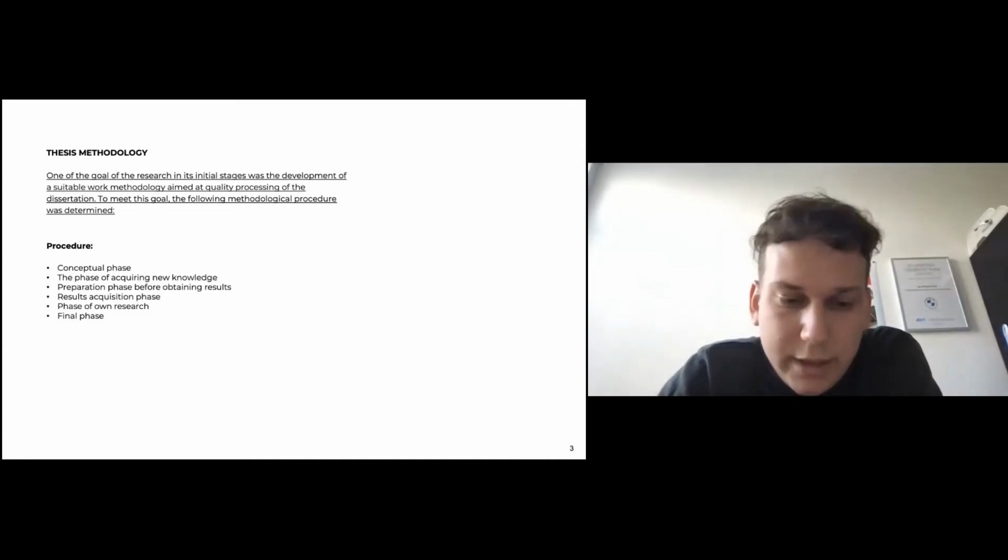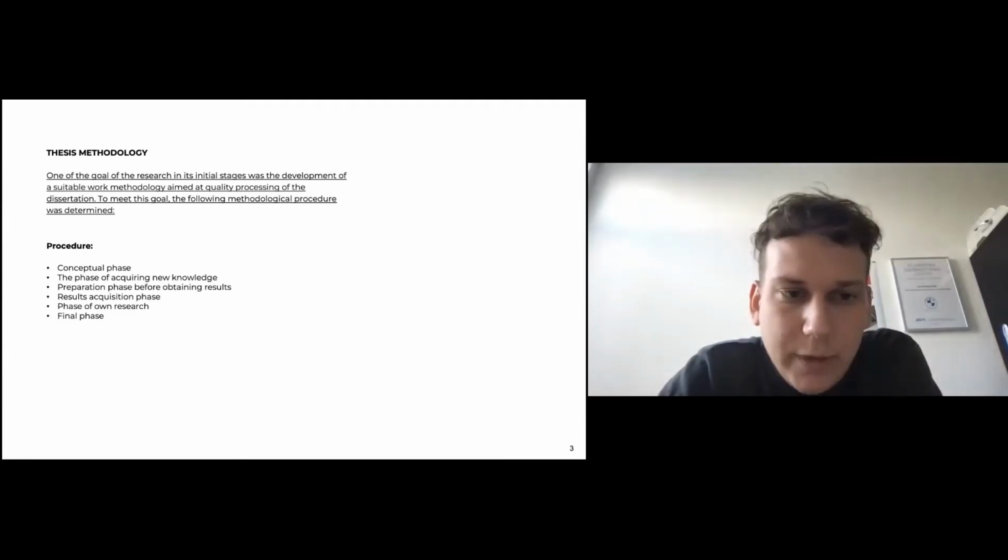I mean urban areas and peri-urban areas, but also about the human as a user of the city and user of the university campus and public spaces as well. Then the phase of preparation before obtaining results. So it was all about collecting maps and research about the exact place we are going to research.